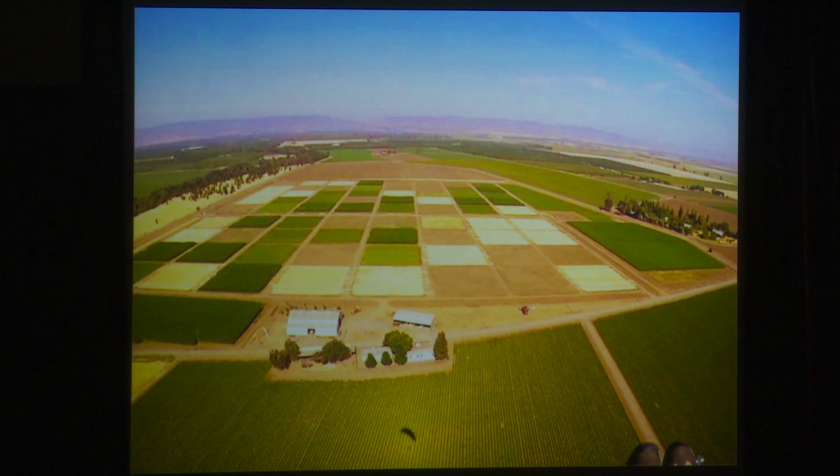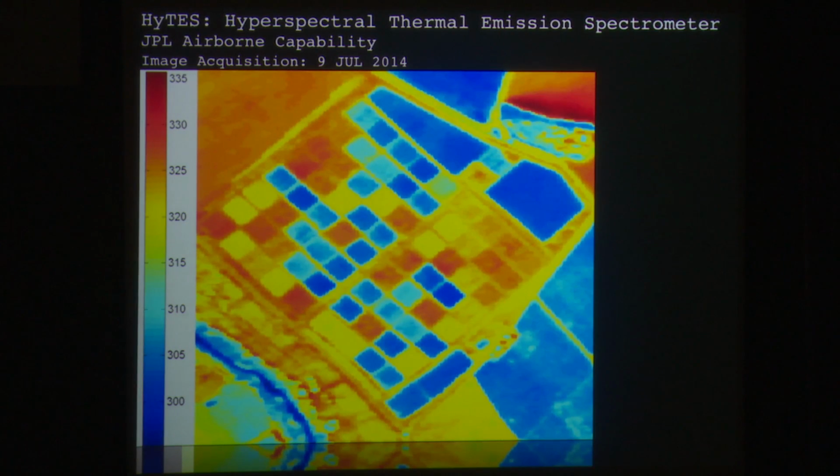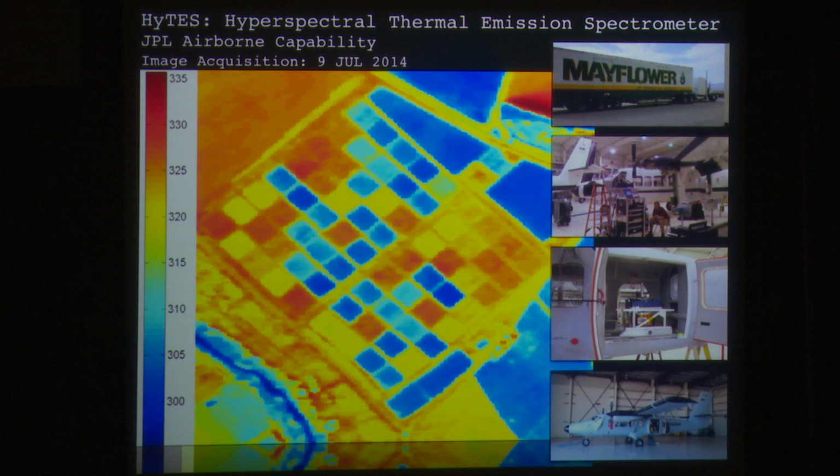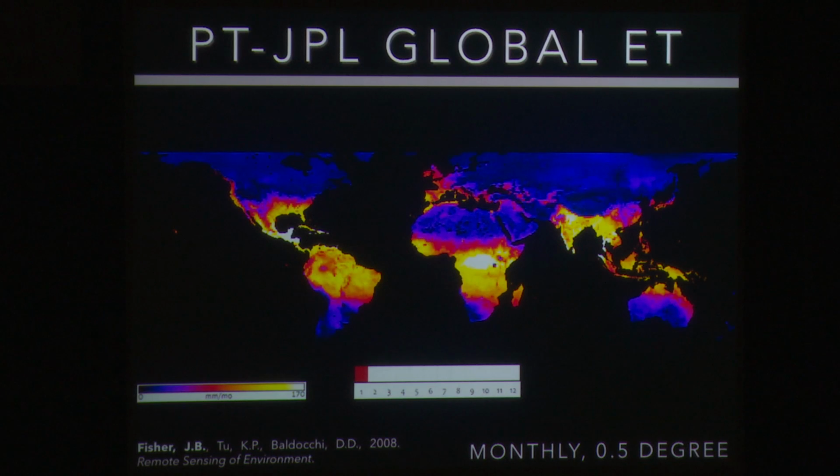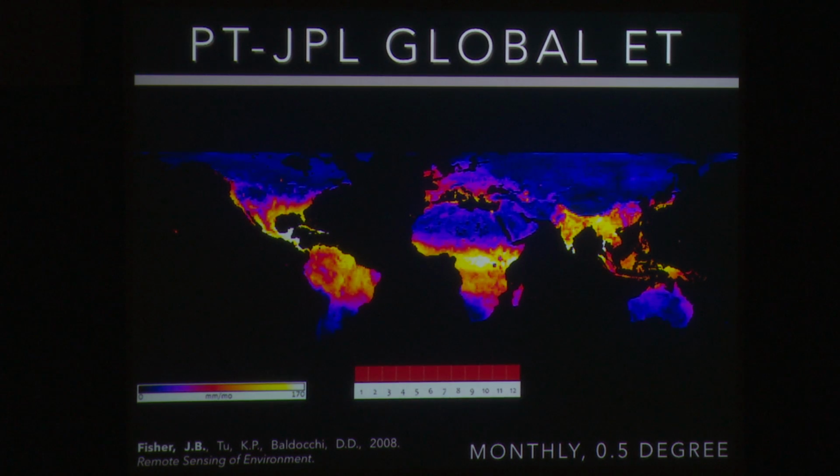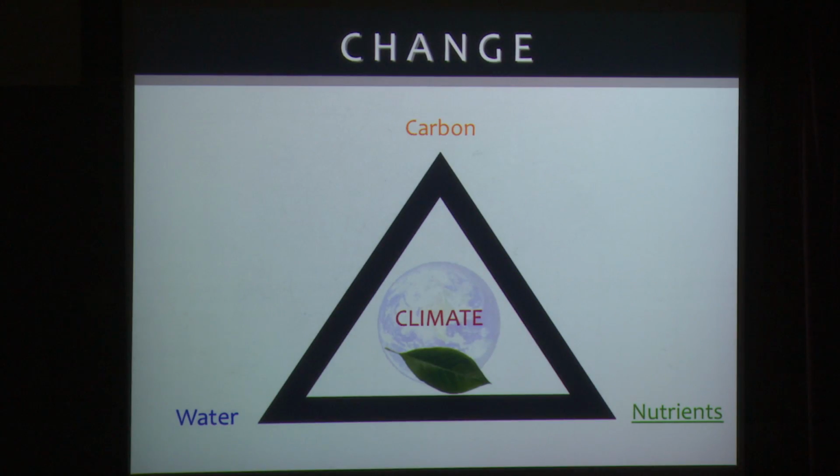We've got airborne capabilities that can look at water through temperature, high tests, and there's other airborne capabilities looking at a lot of things we'll talk about, from fluorescence to hyperspectral, LiDAR. I'm not going to go through all the airborne components. The evapotranspiration, which I showed. So we can get all the water components from space, which is exciting. Running out of time. Last component, nutrients.